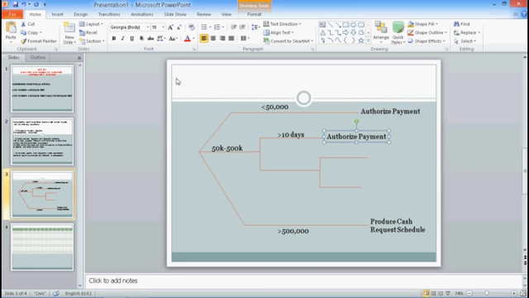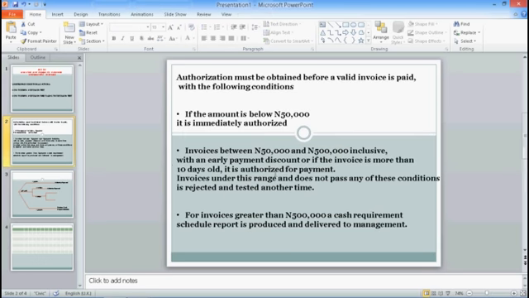Now, what happens when it is less than 10 days? That's the next question. From the question, it says if the invoice is more than 10 days old, it is authorized for payment. Yes, we have done that now. The invoice under this range and does not pass any of these conditions is rejected and tested another time. It means invoices under this range. What range? A range of 10 days old.